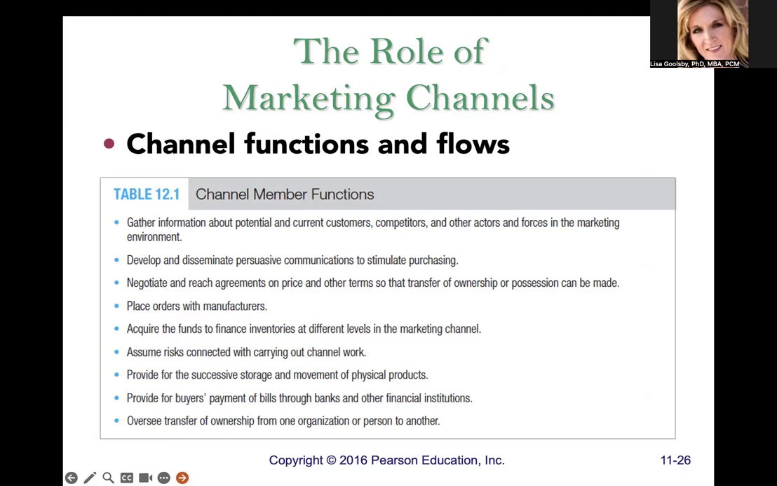They can finance inventories. A lot of times they will assume all of the risk of taking that product from a manufacturer and getting it out to the end user consumers. They can often store or move products. Now, that's important to a manufacturer if the manufacturer doesn't want to carry a big inventory of products. So, a lot of great functions that channel members provide in getting products distributed.